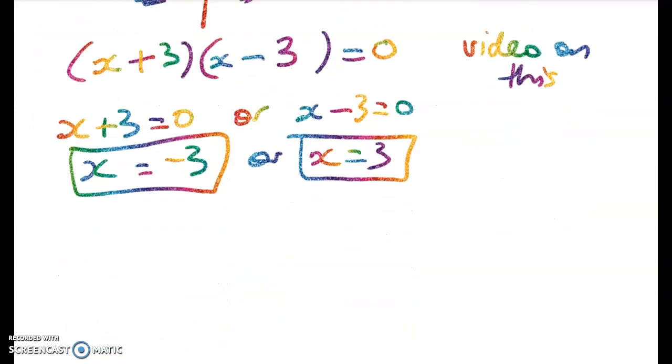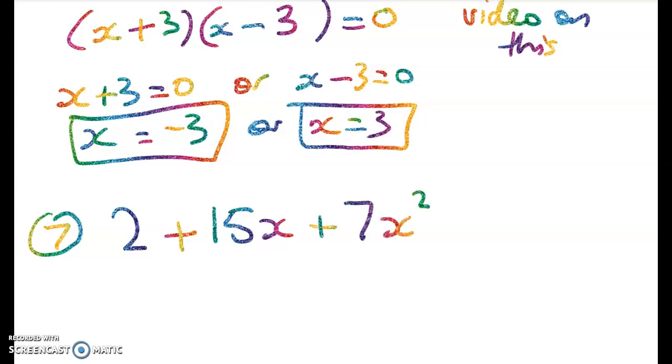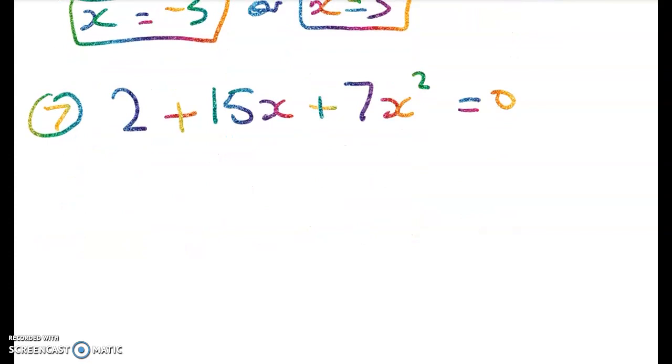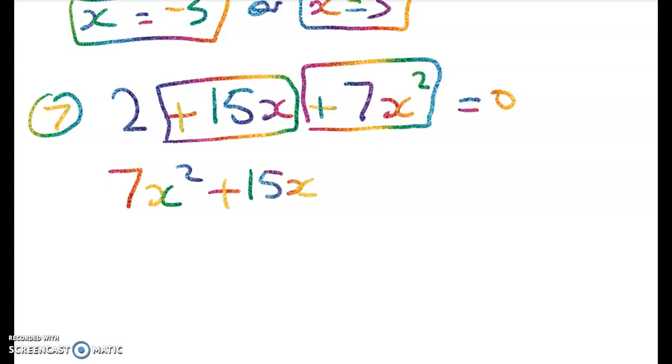And the last one I'm going to look at here is to just make sure you remember how to use our grouping method. So suppose I've got 2 plus 15x plus 7x squared equals 0. First thing my brain needs to do is to reorder that. Let's rewrite it as 7x squared plus 15x, and there's an invisible plus sign there, plus 2 is equal to 0.